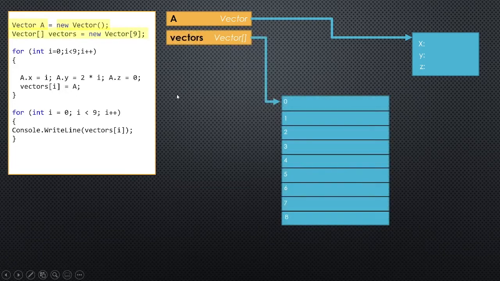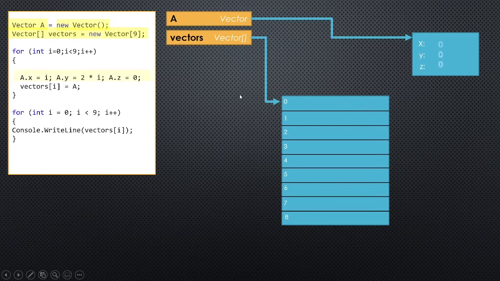Now if we look at the next line of code, the same thing happens when we create this array of objects of type vector, and we're going to name it vectors. So what we get is a reference variable called vectors, and it is going to point to an object that is an array of vectors. And the right-hand side actually allocates the memory and creates 9 spaces for vectors.